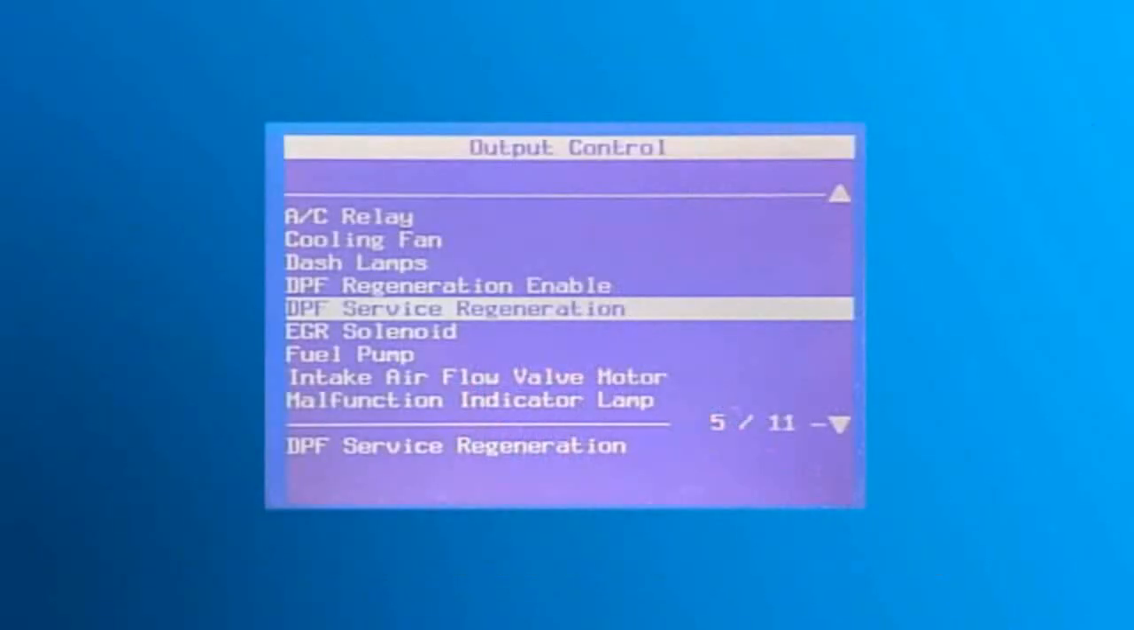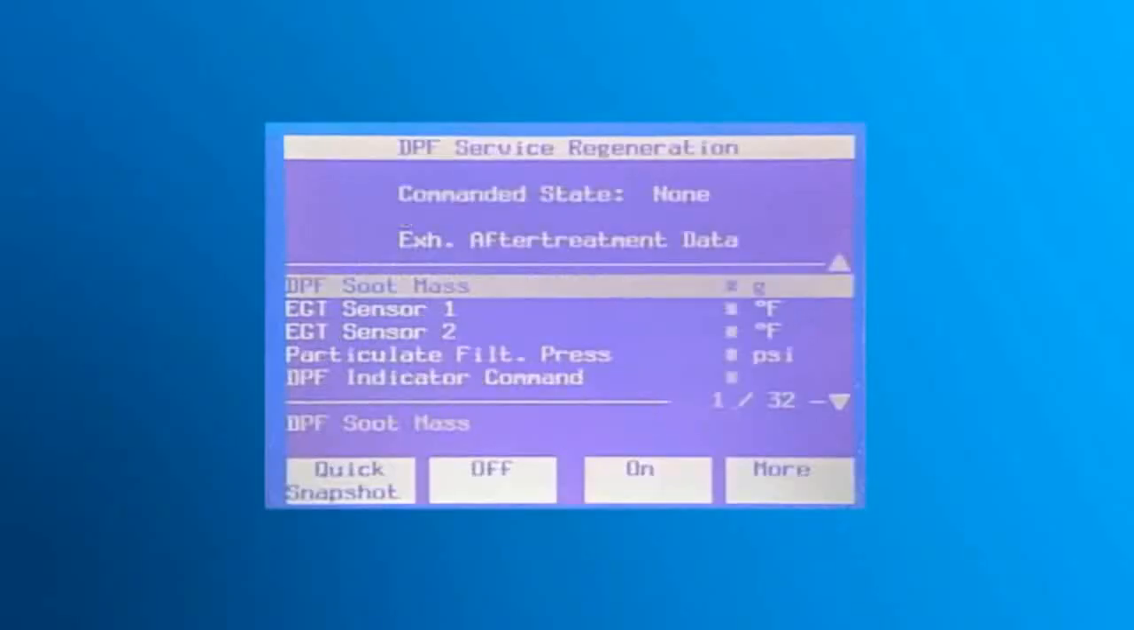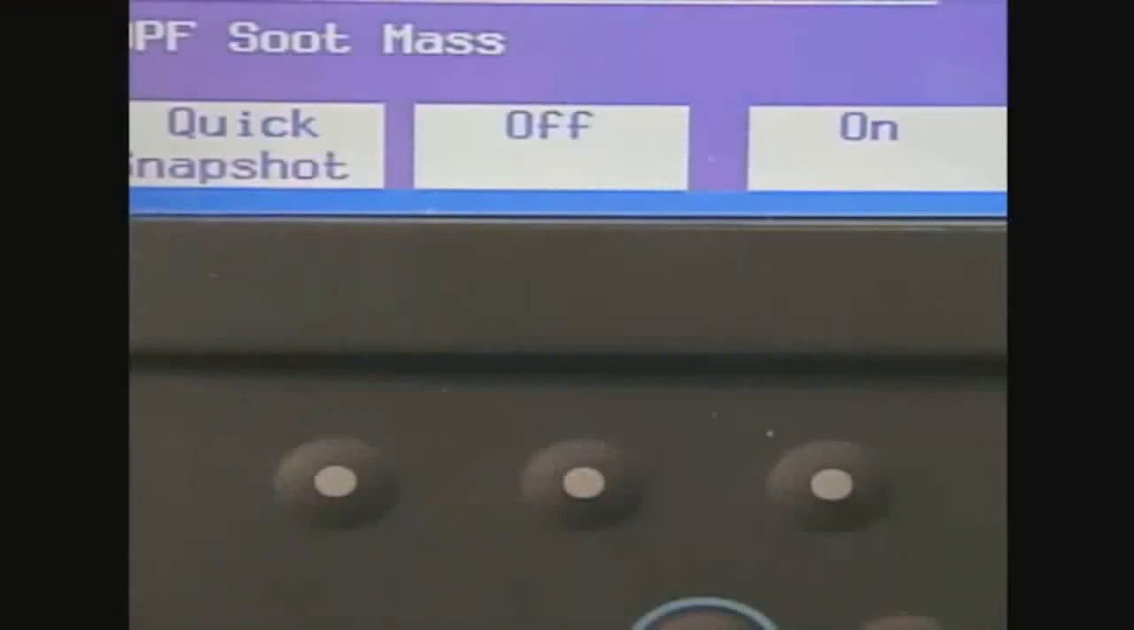Service regeneration occurs when commanded by the scan tool. The ECM will take control of engine operation until the regeneration is completed in about 35 minutes, or the service regeneration is canceled by the technician or aborted by the ECM if it detects unexpected conditions. Exhaust temperatures at the tailpipe may exceed 300 degrees Celsius or 572 degrees Fahrenheit during service regeneration.